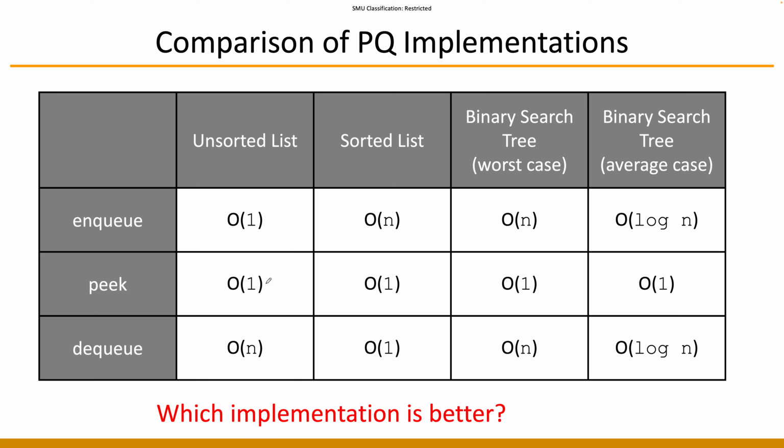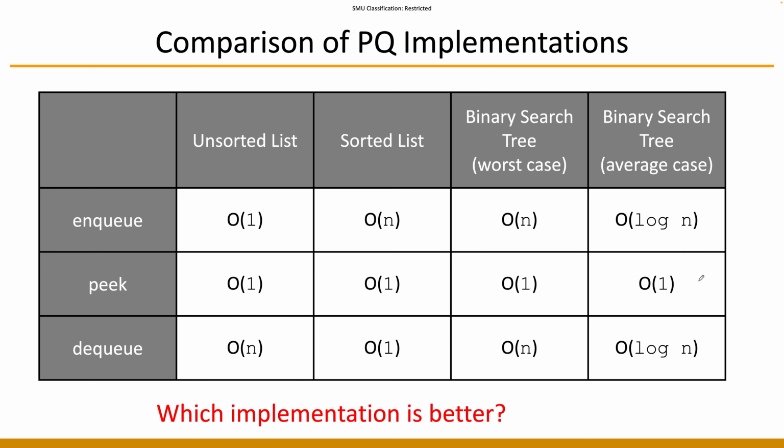And once you have inserted the information into the priority queue, you don't really change it anymore, right? If that is the case, maybe an unsorted list is actually good for you, because enqueue is very fast, and peek is also very fast. It's just that when you want to remove the information, this may be time consuming. If it is the other way around, you rarely do the enqueue, but you do the peeking a lot, then maybe a sorted list will benefit you a little bit.